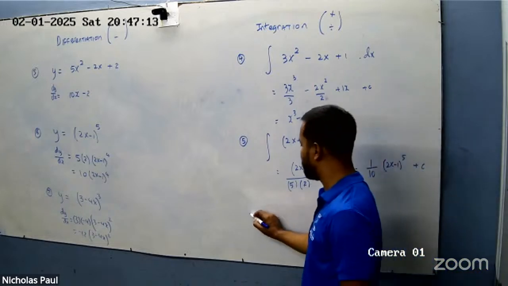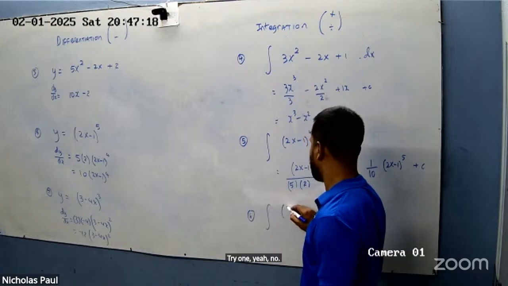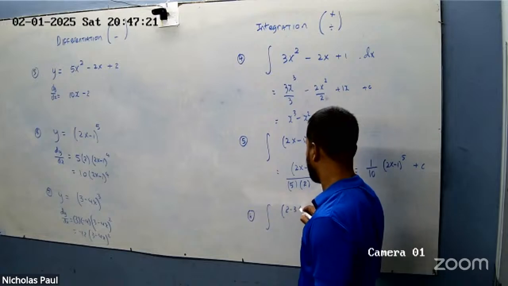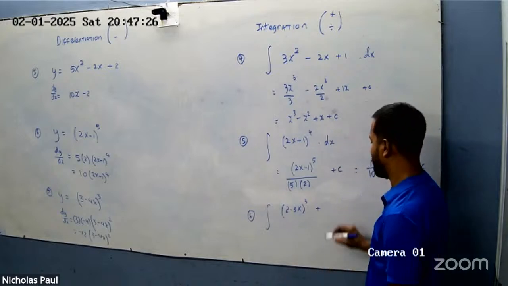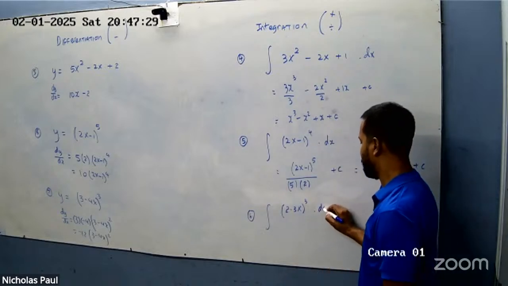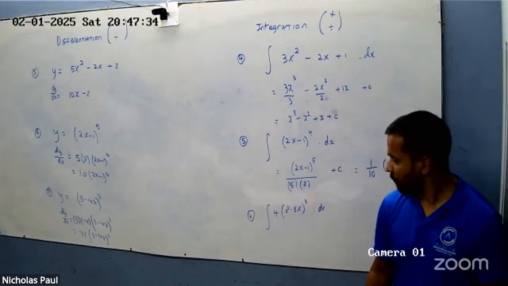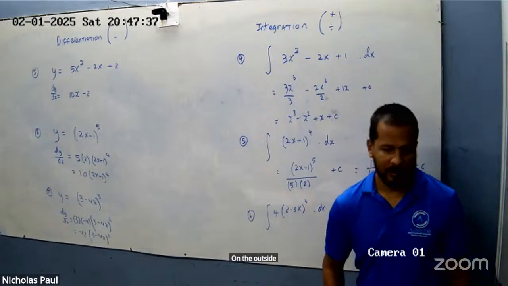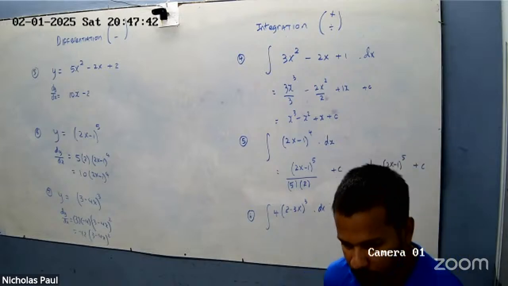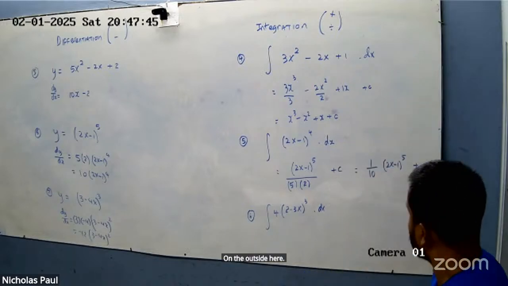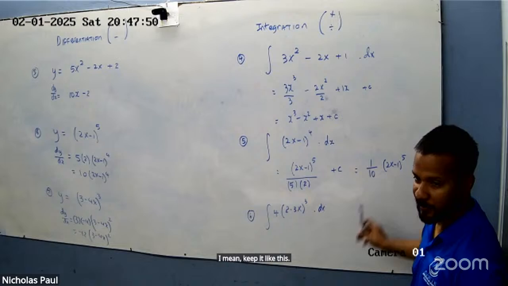Try one here now. On the outside here, we would have 4. I'll let you remember what it is. Keep it like this, then you have it pointed out in case you have to use this again.